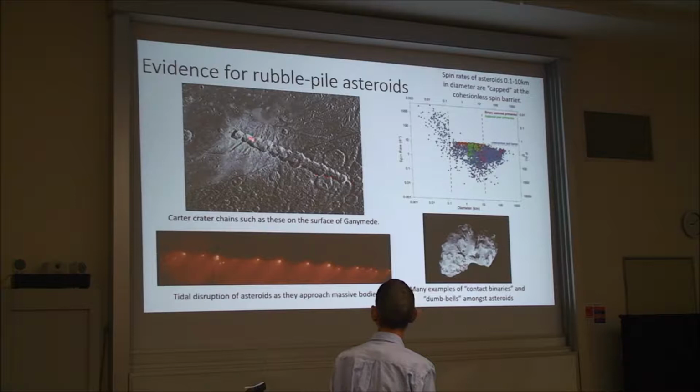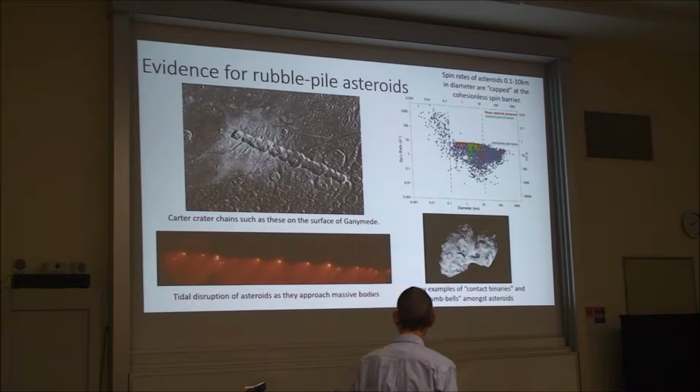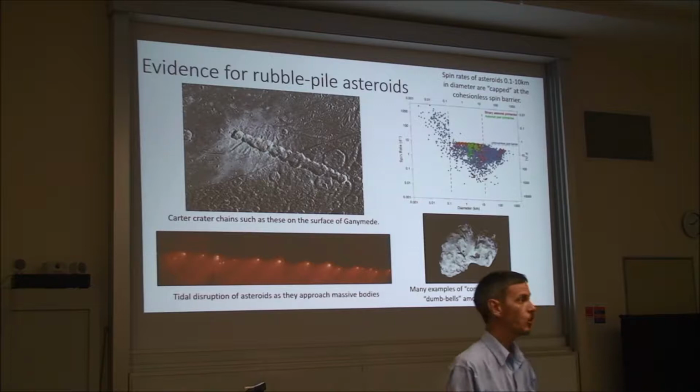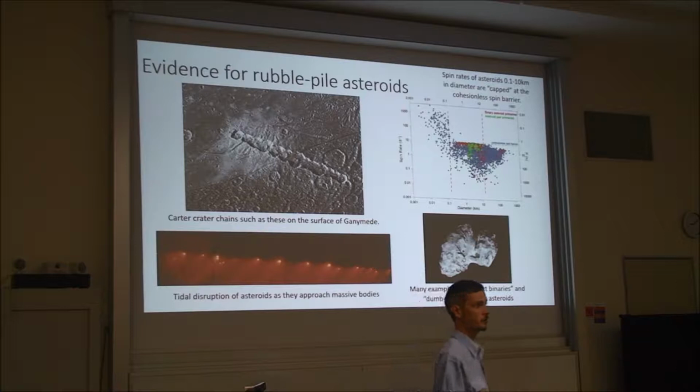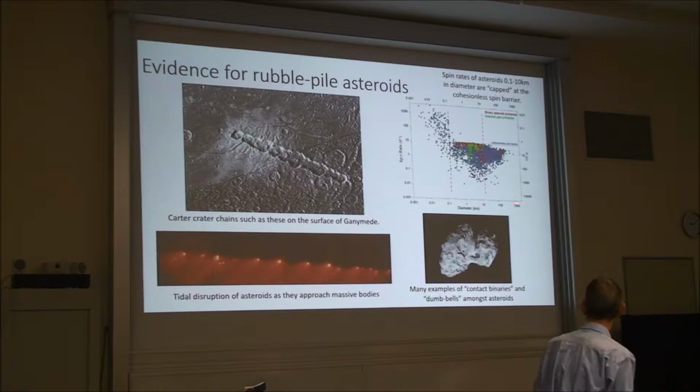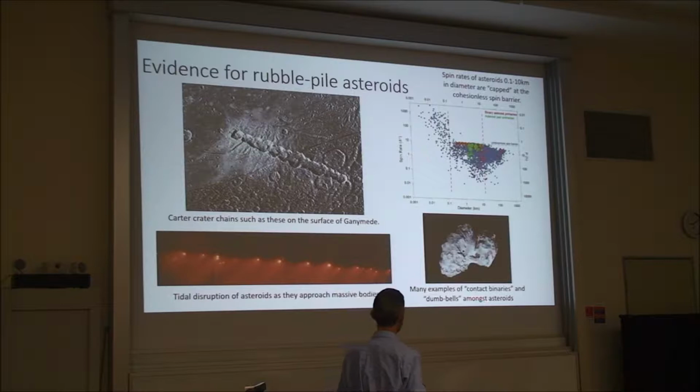And formed a whole series of craters because the various different chunks have actually split apart from each other. As asteroids of this type approach large bodies like Jupiter, they get tidally disrupted through gravity, so they start to get pulled apart by the gravitational field in the region of those massive bodies. There are very, very many telescopic and satellite images of asteroids which are quite strange in shape. We talk about contact binaries and dumbbell shapes amongst asteroids.